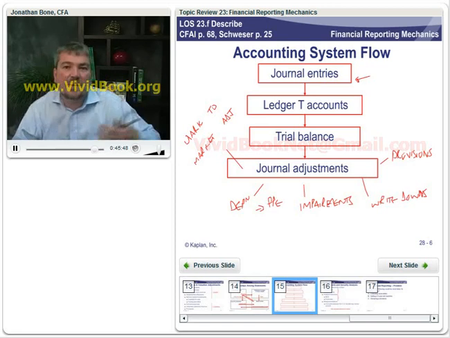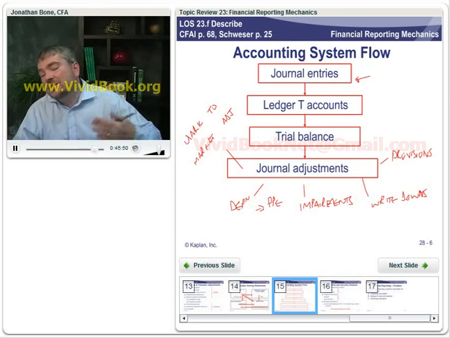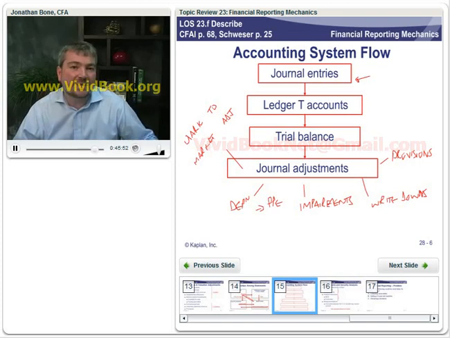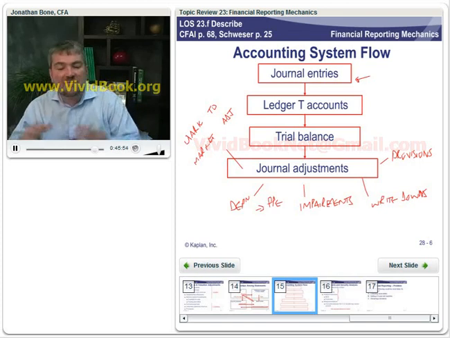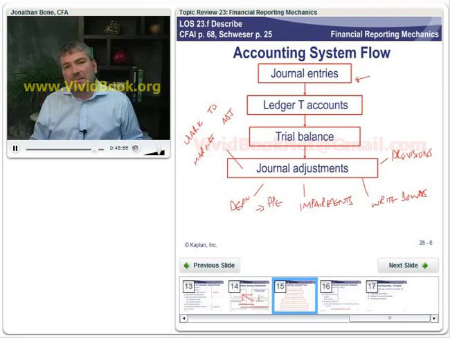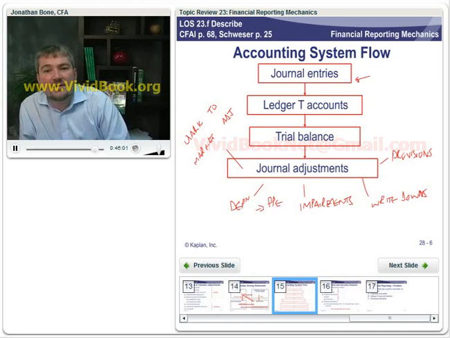Other things will be bad debt provisions. We know some of our accounts receivable won't be collected, so we reduce the accounts receivable. There are far more year-end adjustments than I've put out here, but I just wanted to give you a flavour of what kind of things are happening.